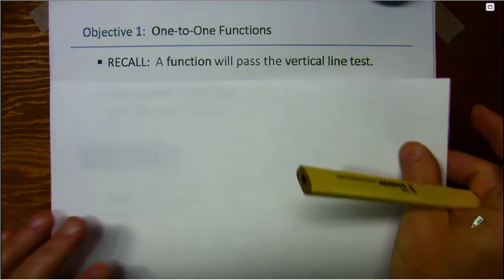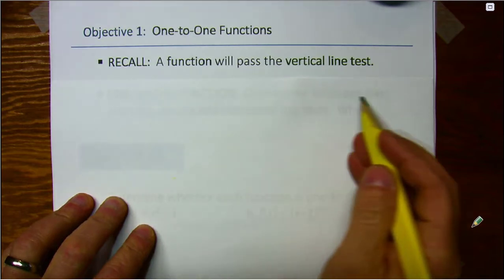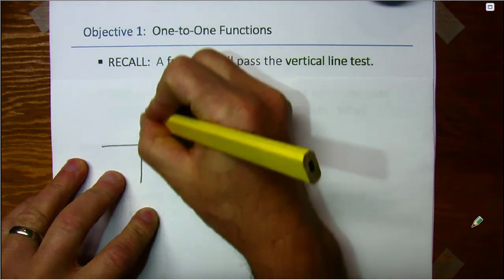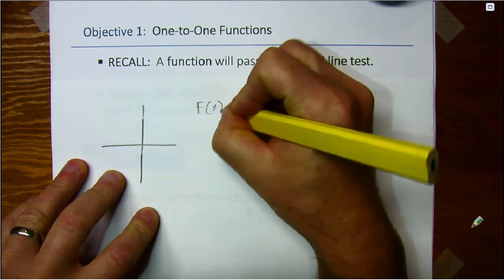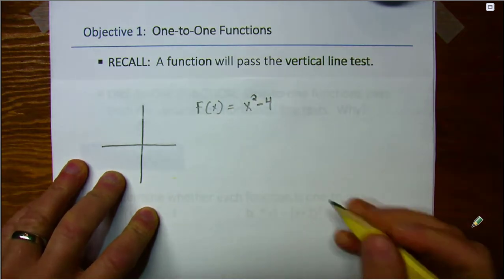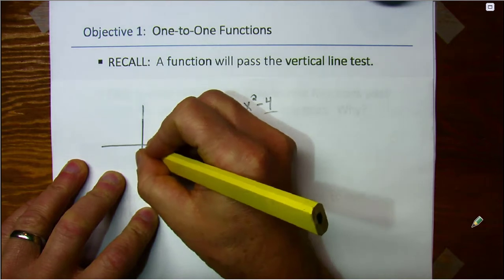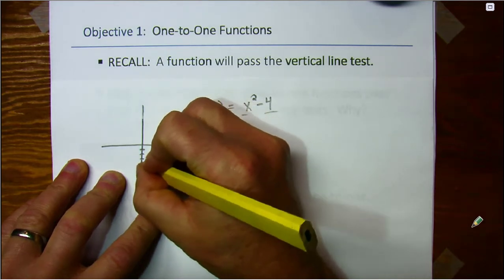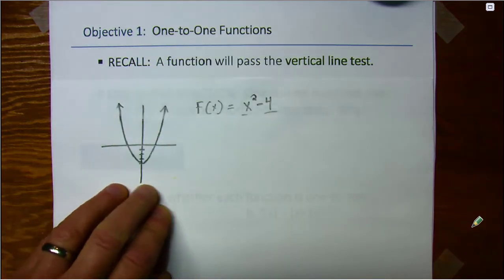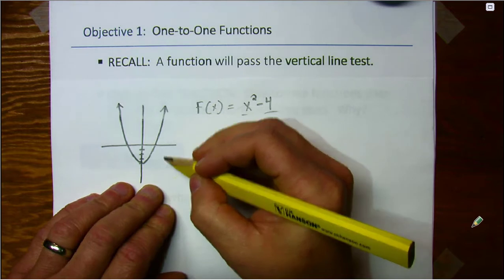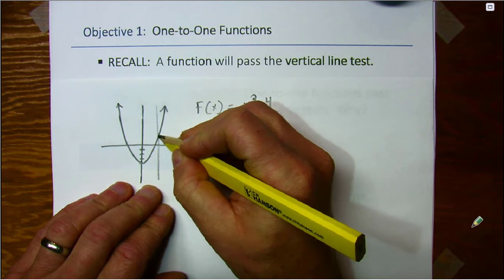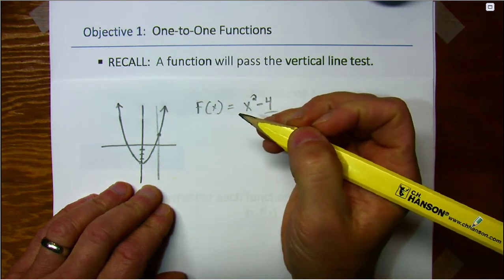Now, you might remember that a function passes the vertical line test. And a quick refresher on that, suppose we have a nice simple function like f of x equals x squared minus 4. We've seen this function before. That's a basic parabola dropped down 4 units. And that's going to look more or less like that. We know that this will be a function because it passes the vertical line test. Anywhere we drop a vertical line, it will only hit that function one time. That means for this given x value, there's only one particular output or y value.